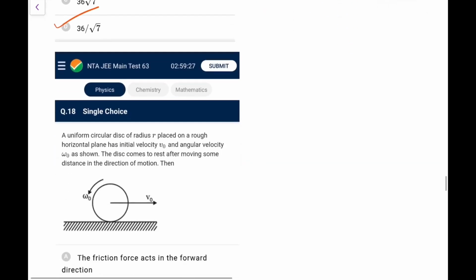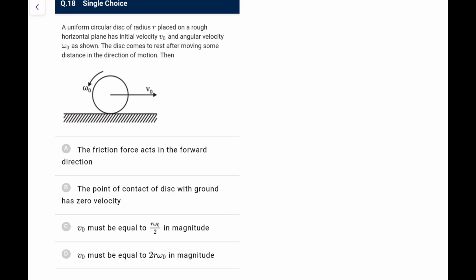Next one, 18th. A uniform circular disc of radius R is placed on a rough horizontal plane with V0 and omega naught. So it won't be rolling. The disc comes to rest after moving some distance. Because it comes to rest, it doesn't do pure rolling. It means the initial angular momentum about this point must be 0, because about this point angular momentum remains conserved. That is a very important concept, because the normal and mg cancel and the friction will always be here or here, so the torque will be 0.